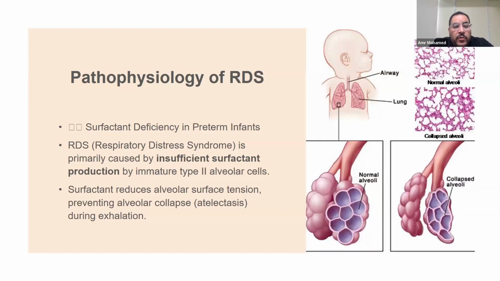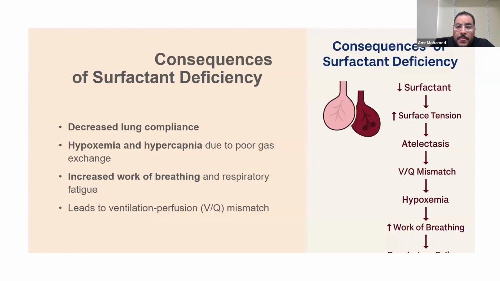So here's a quick overview on the pathophysiology of RDS. RDS, as we know, is happening due to insufficient surfactant production by type 2 alveolar cells. So a reduction of surfactant will increase the surface tension, and that will cause alveolar collapse during exhalation, and then ventilation-perfusion mismatch, hypoxemia, and increased work of breathing.